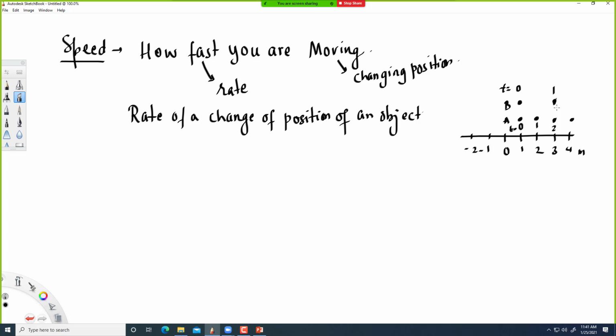Speed is denoted by the letter v. Speed is given by the rate of change of position. Rate of change of position is delta x over delta t.